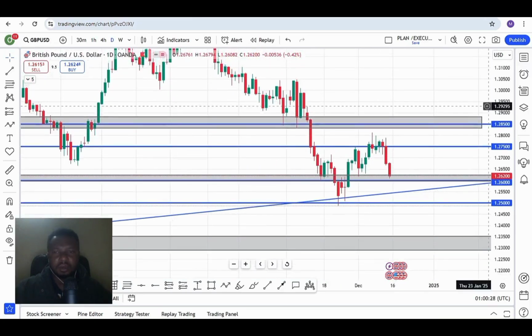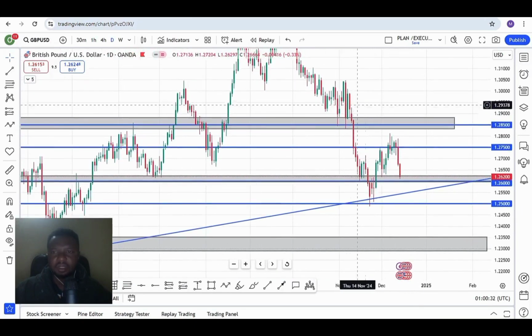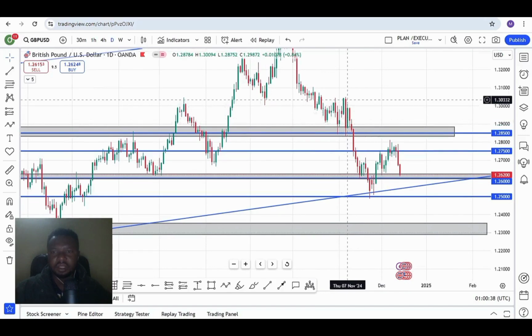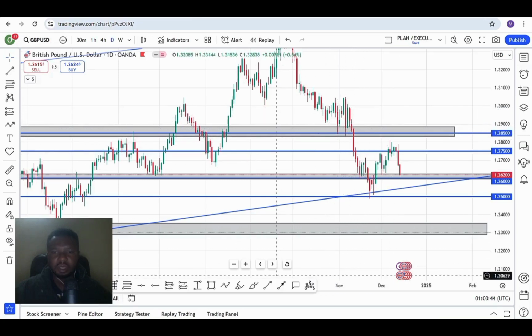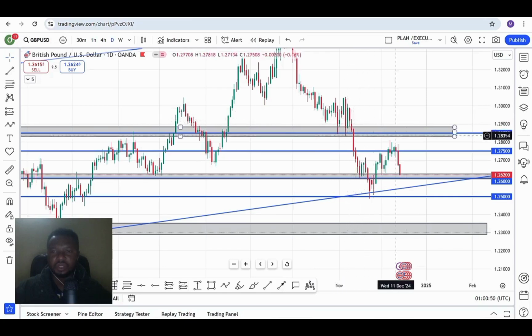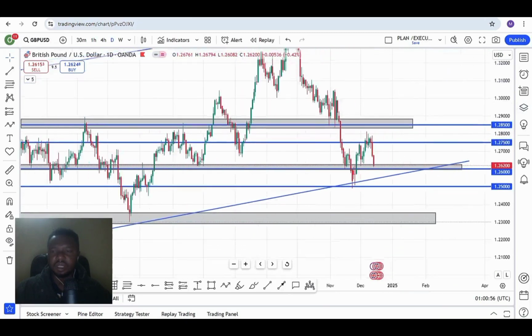So still on the daily time frame, we found out that this supply zone is yet to be tested. This supply zone here is yet to be tested. So I'm hoping that price will come to this zone to give us a full sell-off. Okay, a full sell-off from the daily time frame.